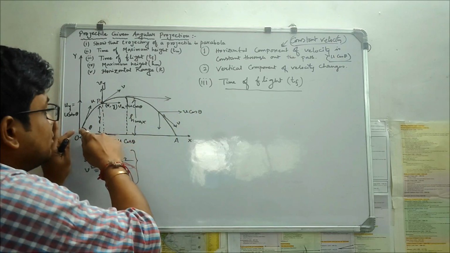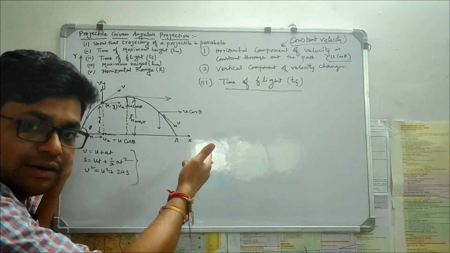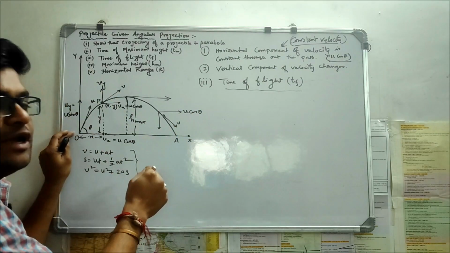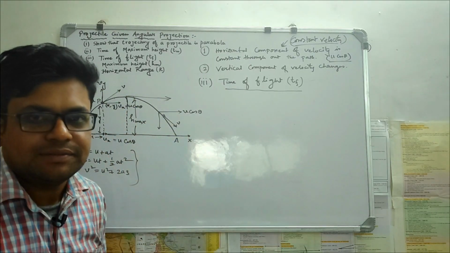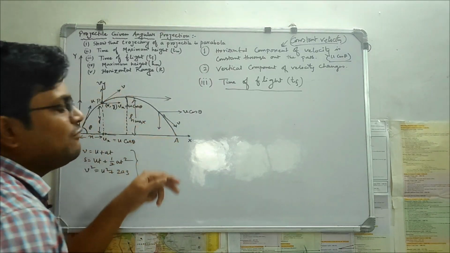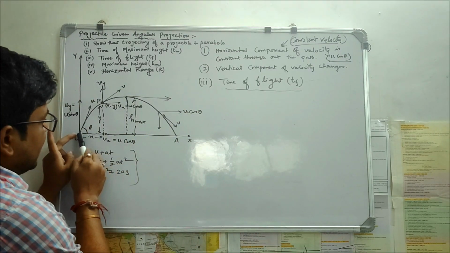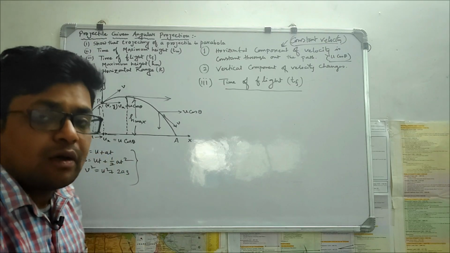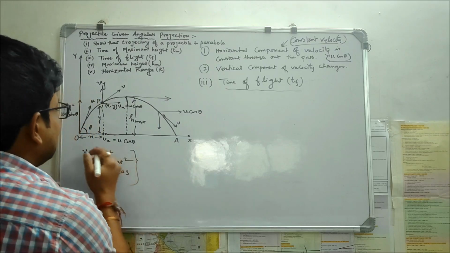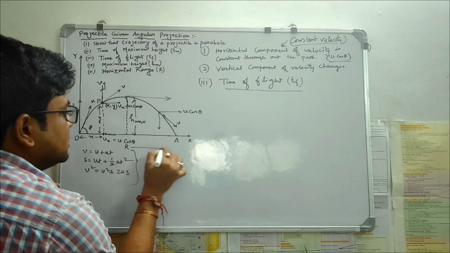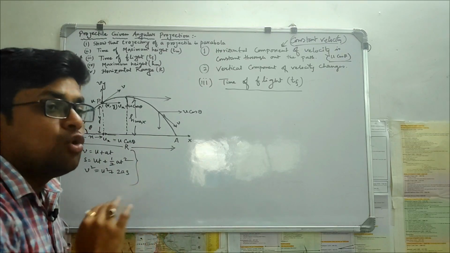How much time it took to reach here? That is the time of maximum height that we have already done. Now I am calculating the time required to reach from O to A through this path. That is the time of flight. So to calculate the time of flight, tell me first of all, from here to here, is there any horizontal component? Horizontal displacement toh ho raha hai, that is the horizontal displacement from here to here, that is also called range R. The horizontal displacement is R, but there is no vertical displacement.